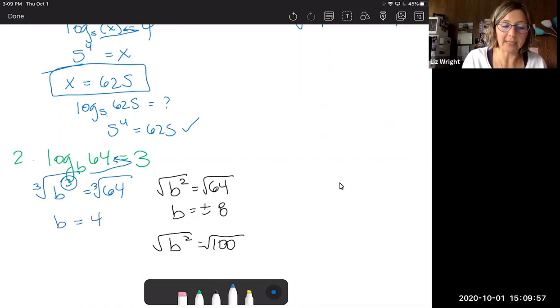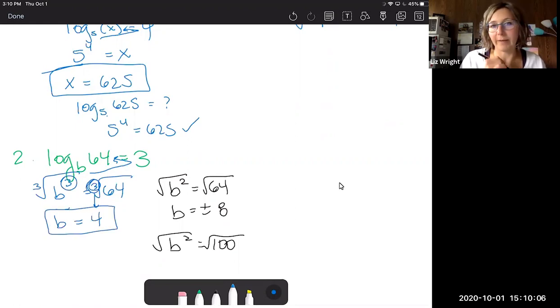And because we're taking an odd root, our number here is just going to be positive 4. It's not going to be negative. It's not going to be plus or minus 4. It's just going to be 4. And then you can check that. Does that make sense for log base 4 of 64? You should ask yourself, 4 to what power is going to give me 64? And the answer is 3. So we did that right.